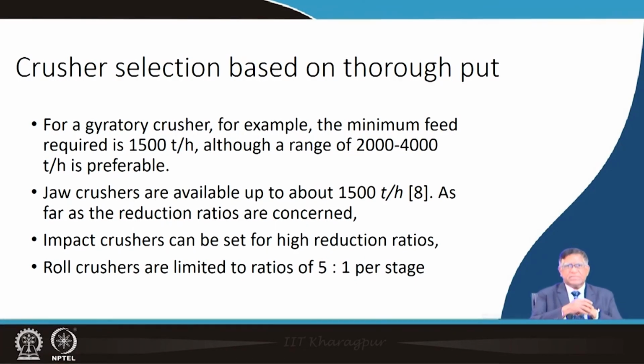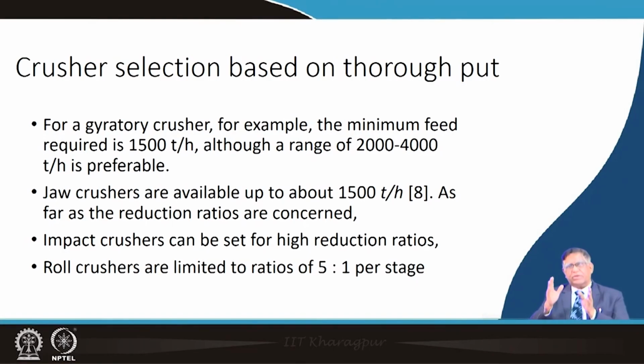Now, jaw crushers are available for this 1500 ton per hour, and your impact crusher can be set at high reduction ratios, while roll crushers are limited to a ratio of 5:1 per stage. So, that is how exactly, while you are going to select, you need to know how much they can handle, and then what reduction ratio it does.